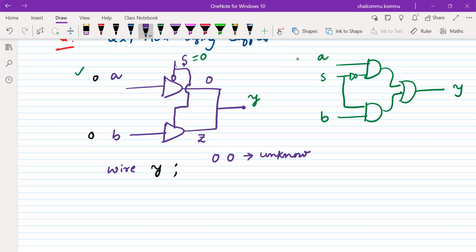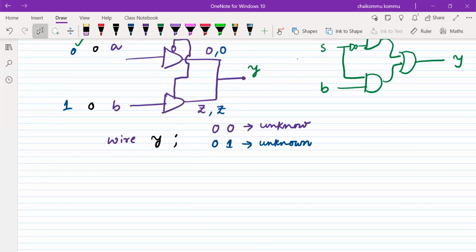Similarly, if you apply 0, 1, the same case, 0 only we are applying. So what is happening here? Again for 0, 0 here also 0, here is Z again. Therefore for 0, 0 also, of course, unknown only. Sorry, for 0, 1 it is also unknown. Next, if it is 1, 0, here also it is unknown, we don't know.